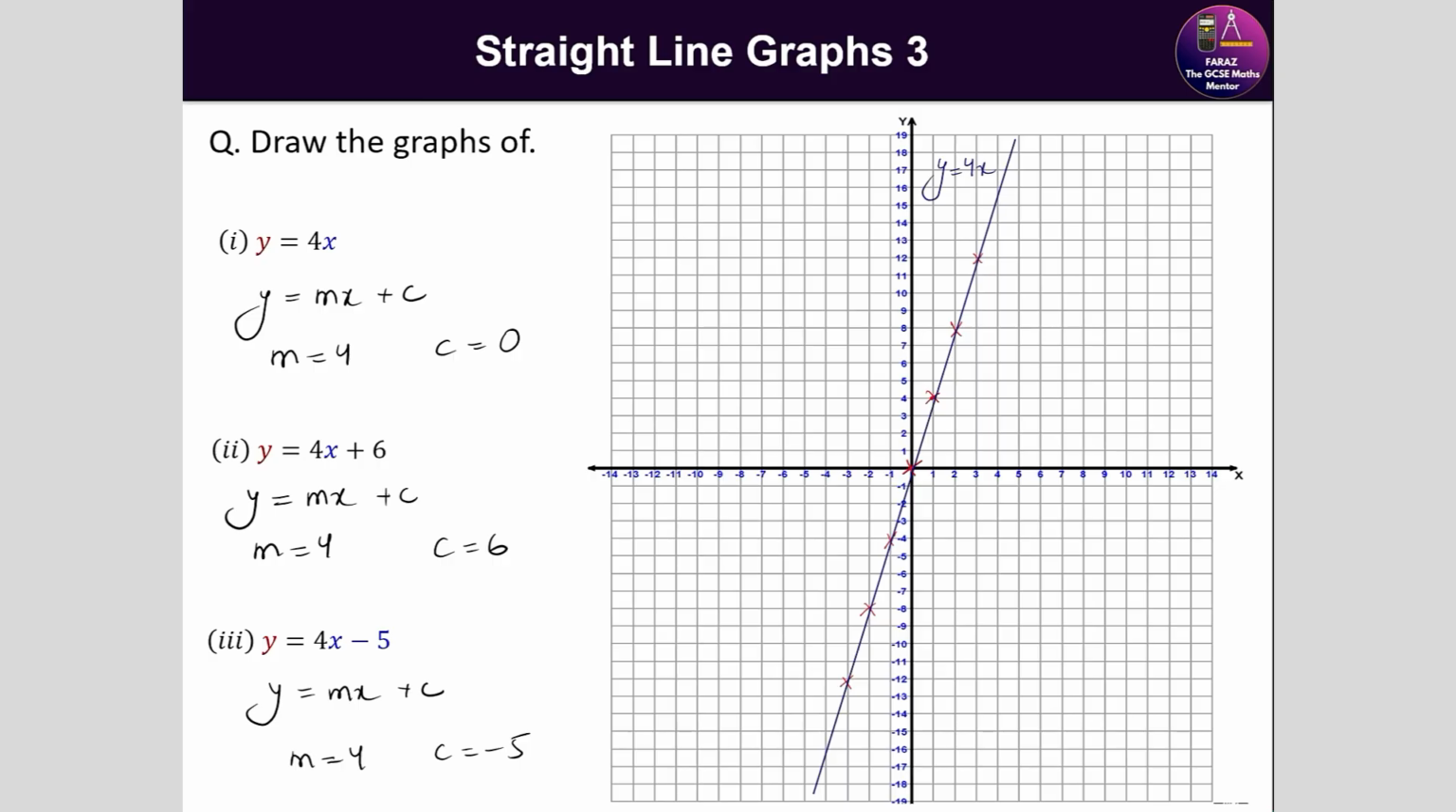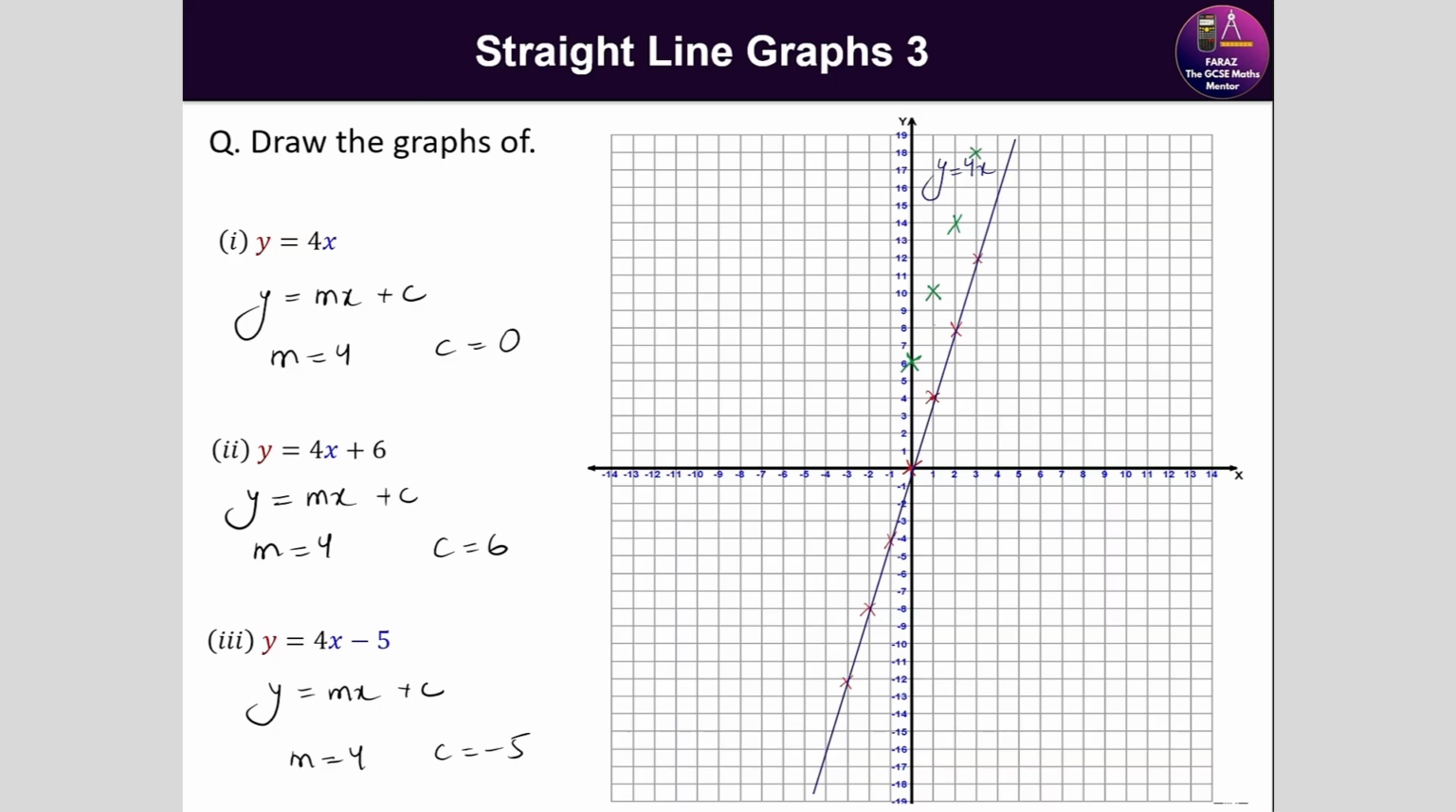So 0 comma 6 is there. It is still a gradient of 4. So across 1, up 4 from 0 comma 6. Across 1, up 4, 1 2 3 4, it has to be there. Across 1, up 4, 1 2 3 4.